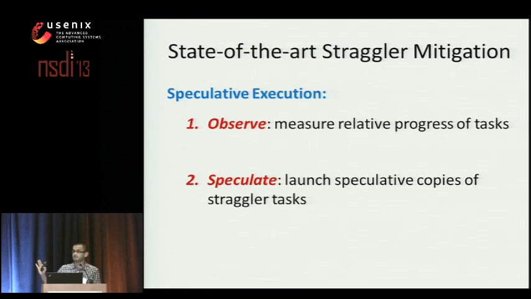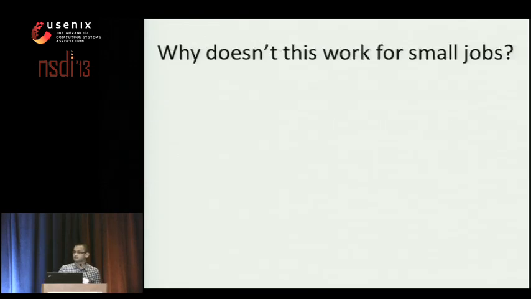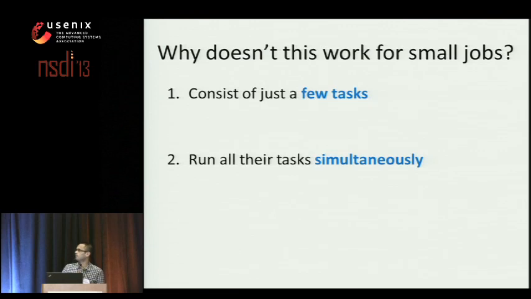Now, this technique seems fine, but why doesn't this work for small jobs, the interactive ones we're interested in? For two fundamental properties of these jobs. One, as I mentioned earlier, they consist of just a few tasks. Second, since they have only a few tasks, there are enough slots in the cluster to run all of them simultaneously.